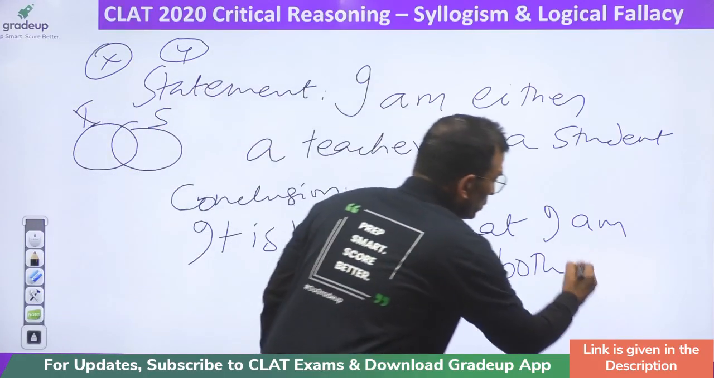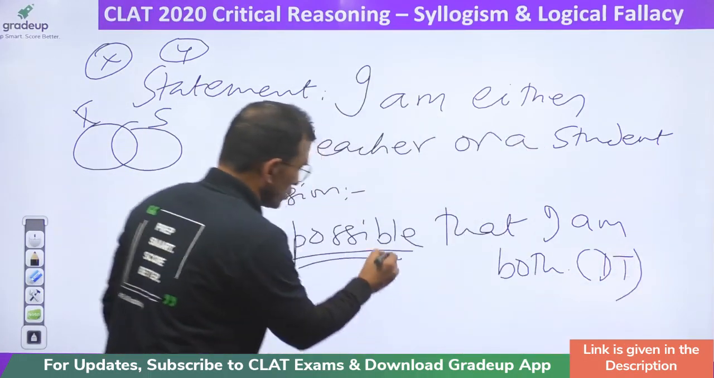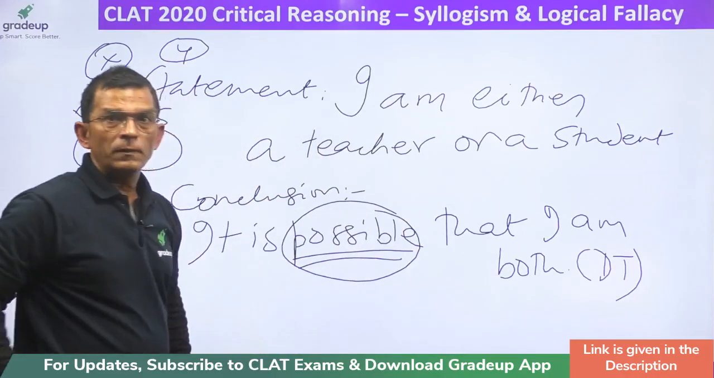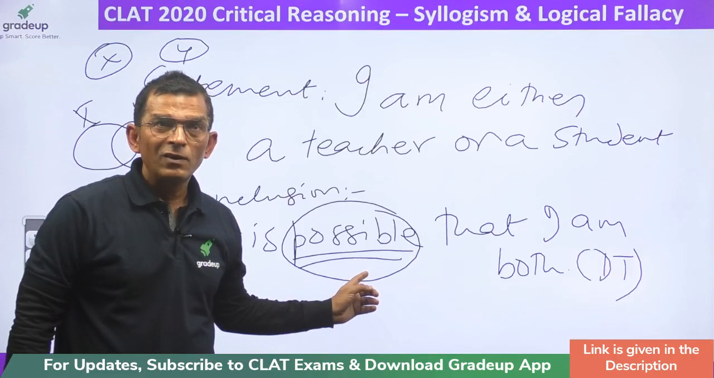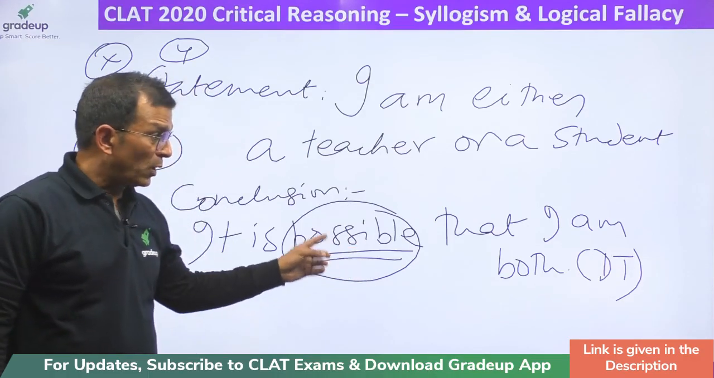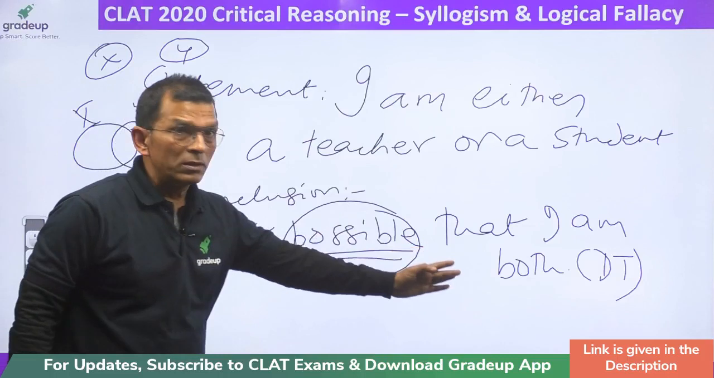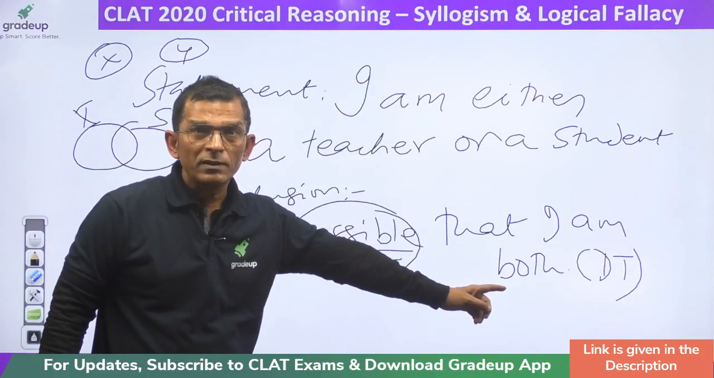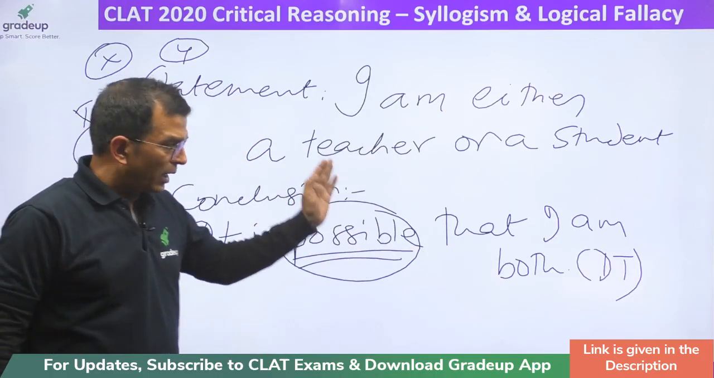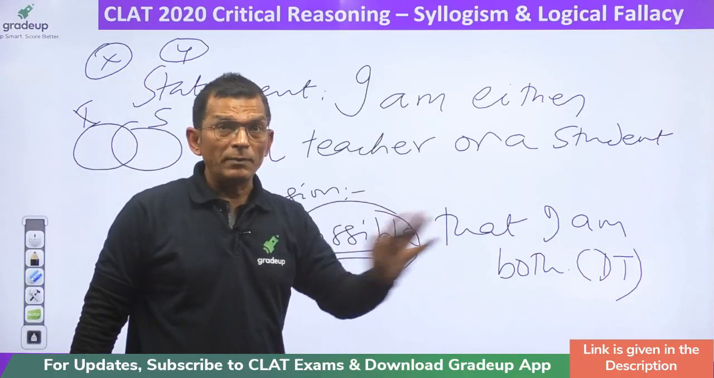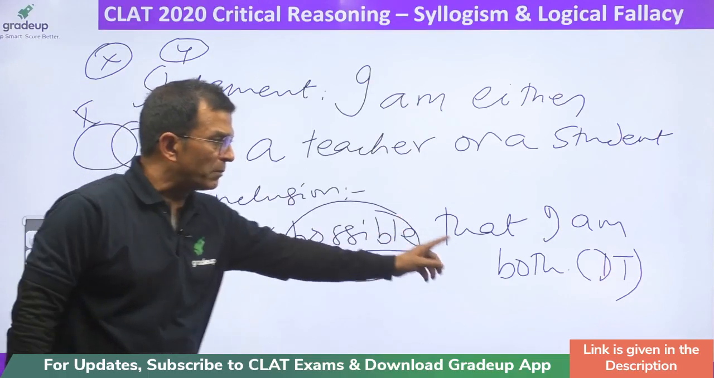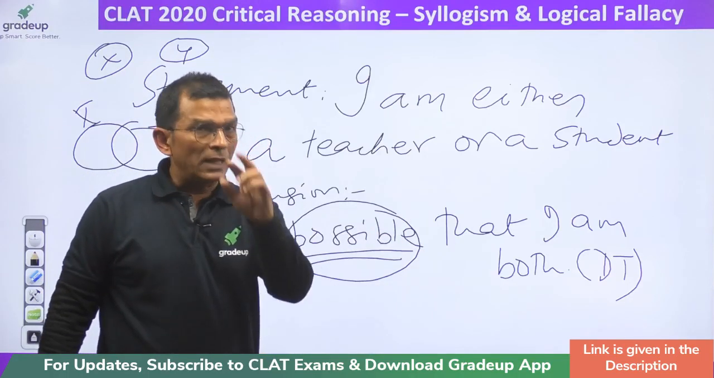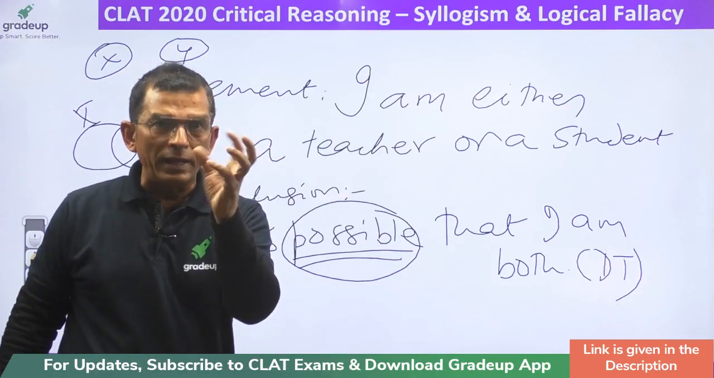It is definitely true. Why is it definitely true, sir? Because I have used the word possible. What I'm saying is, it is possible. And if I say I'm both, I'm a teacher and student, then you would say maybe. But because I'm saying it is possible that I'm both, then it is definitely true. That is how words start playing.